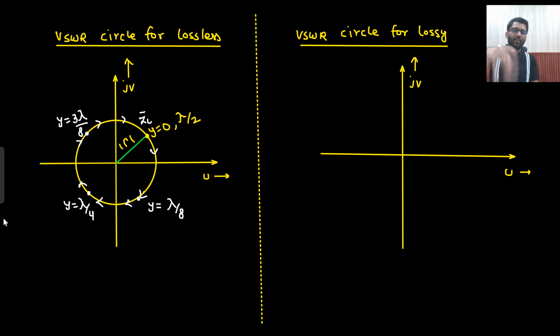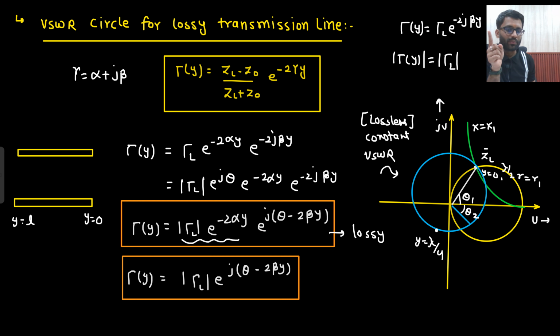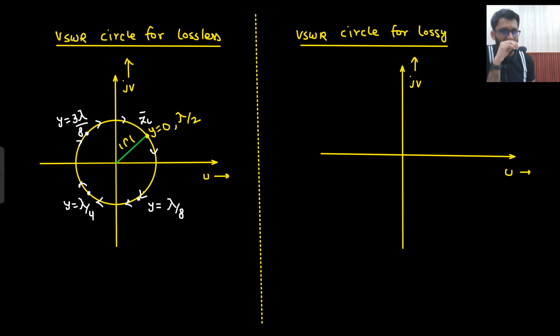And then again lambda by 2, and in that manner you will keep on going, because here mode of gamma was constant over the complete line, just the phase was changing. Because if y changes, then phase changes. But mode of gamma was constant over the complete transmission line. Is that okay for you? Now, for lossy, what will happen?